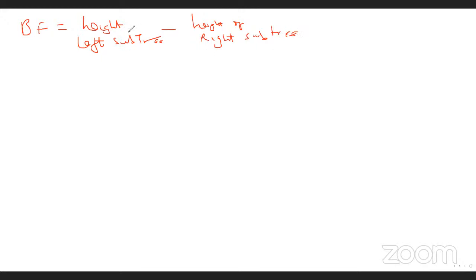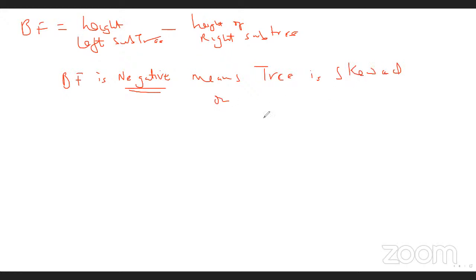If you want to think about this for a few minutes, right? If the balance factor is negative, what does that mean? It means the tree is skewed on which side? Yeah, on the right hand side. Someone said that on the chart, right hand side. Good work.